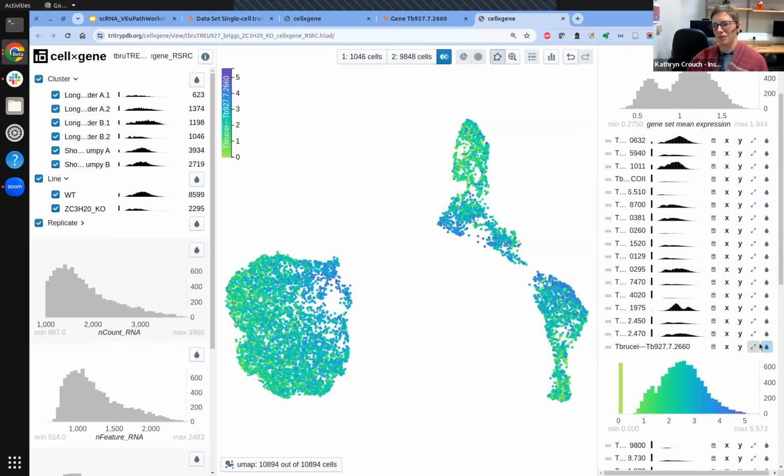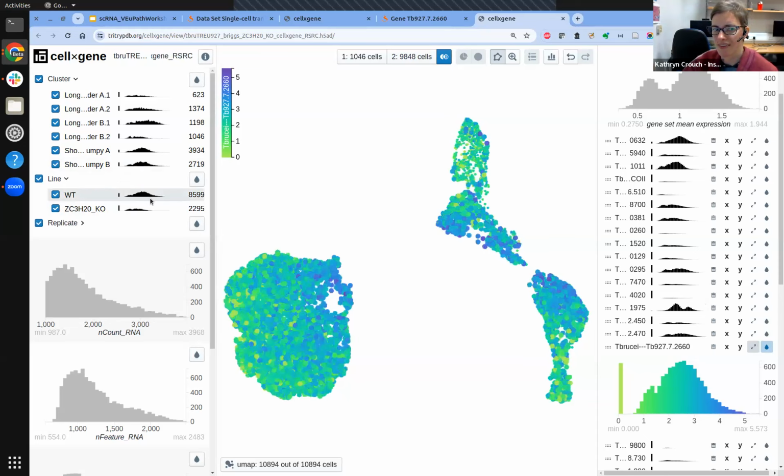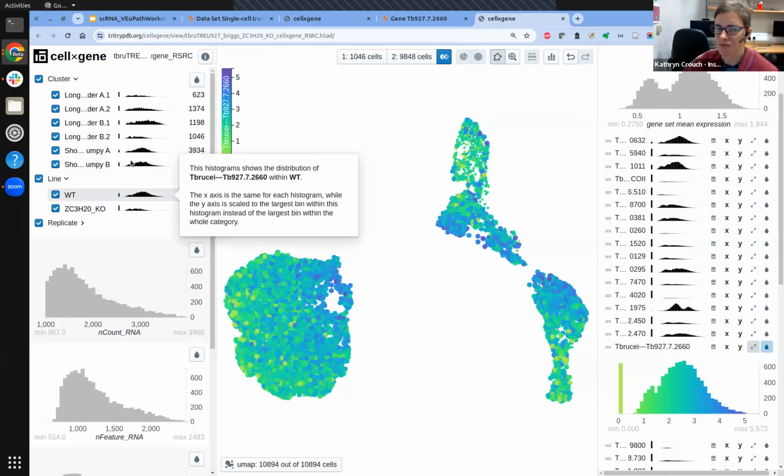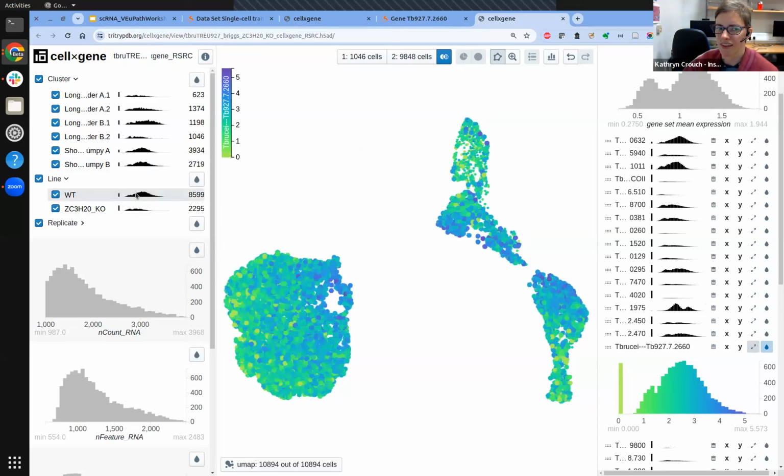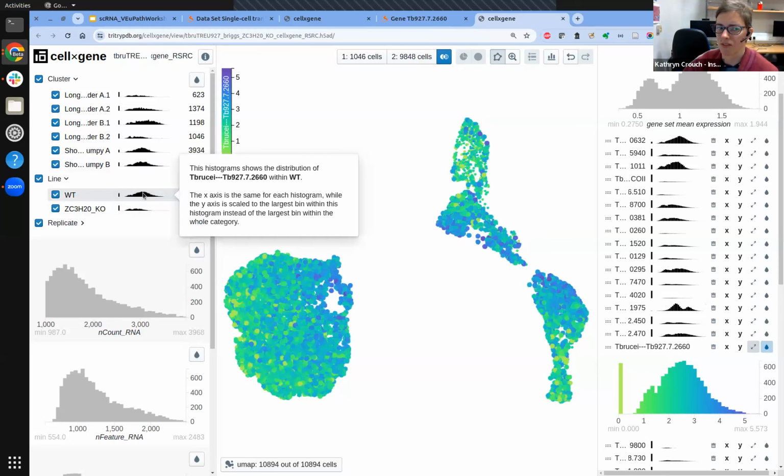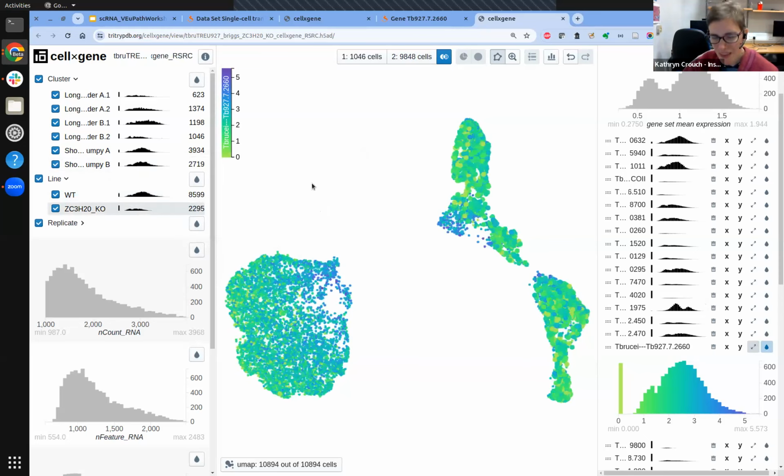And that's good, right? We would expect that our knockout would be expressed at a much lower level in the knockout than it would be in the wild type. What's nice about this is when you color these by the expression of a gene, over on the left here, you can see these little histograms, and that shows you how much the expression profile has shifted. So you can see here that the profile has shifted to the right in the wild type compared to the knockout. That can sometimes be easier to see than looking at the colors in the UMAP.